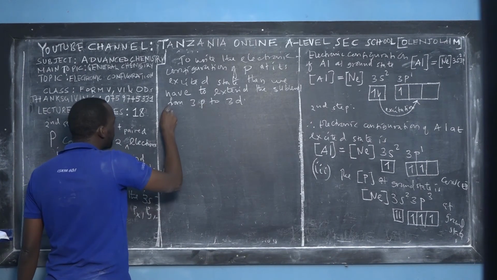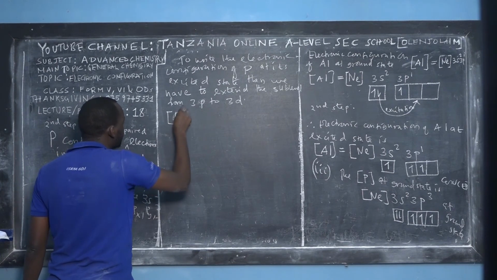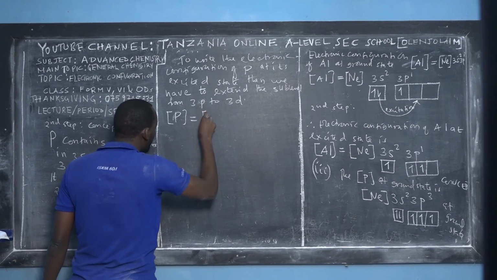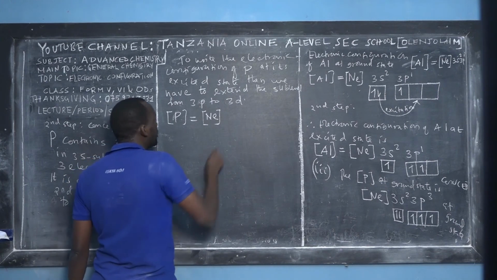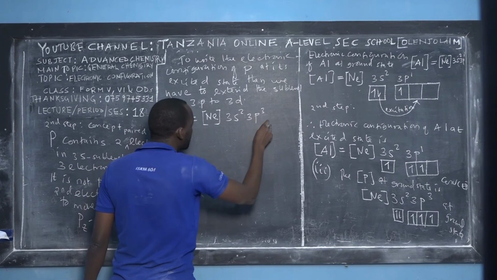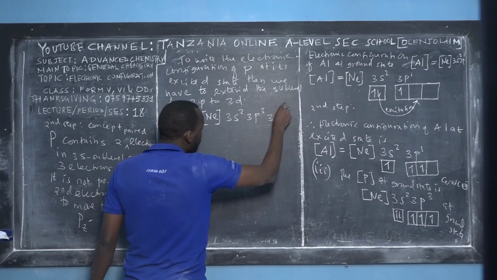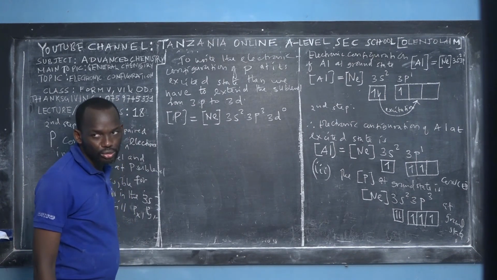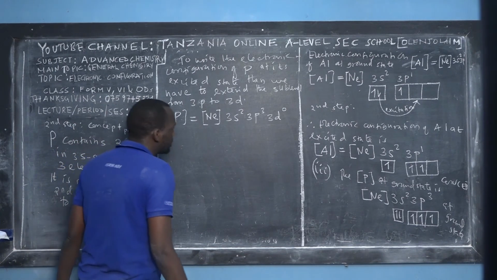This is true. So we say that the electron configuration of phosphorus is equal to the electron configuration of neon, and then we have 3s squared as usual, 3p cubed. And at the ground state we also have 3d, but no electrons to fill it, according to Pauli's exclusion principle. So this is still at the ground state.